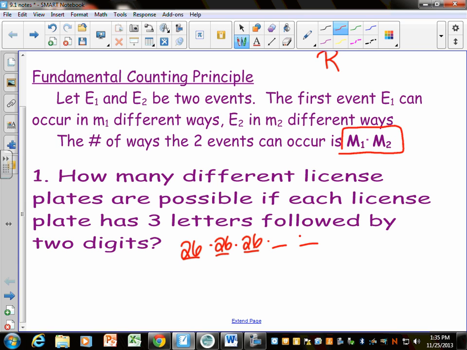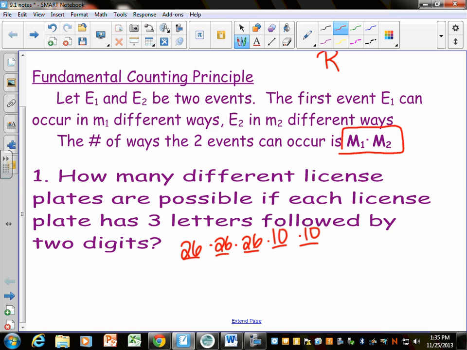Followed by 2 digits. How many digits do we have? 10, because you have to count 0. Some people think 9, but don't forget 0 is also a digit. Base 10 number system. So followed by 10 and 10. If it said they couldn't repeat themselves, then you'd have to do 26, 25, 24, 10 and 9. But then we just multiply that together, which I think is a really big number.